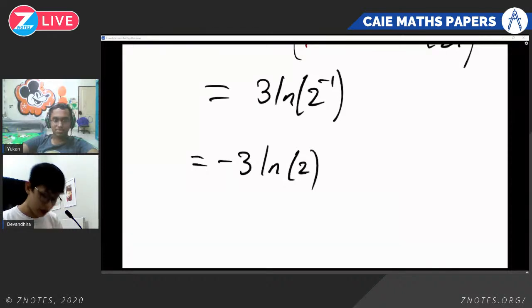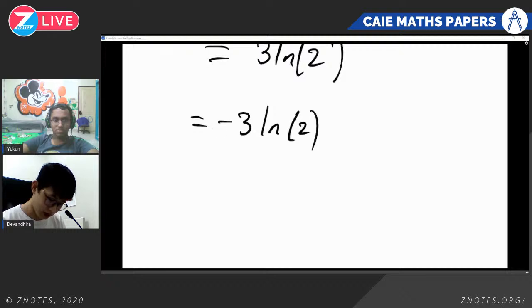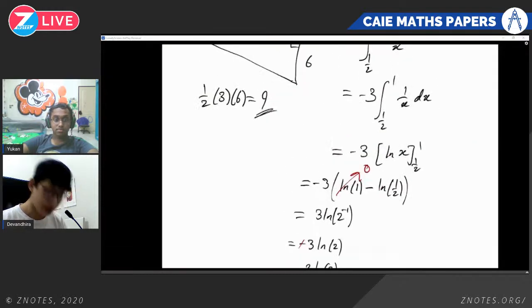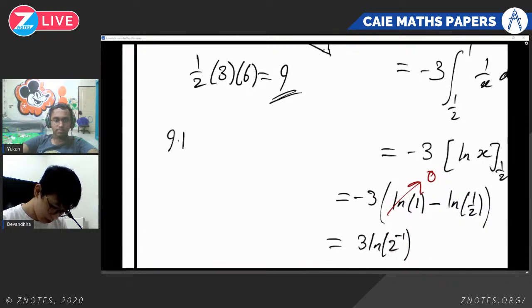And because we want the area, we just have to remove the negative here. We just have to get 3 ln 2. Correct? Yep, that's correct. All right. So we got the two separate areas, and we can just add them up. We have 9 plus 3 ln 2.